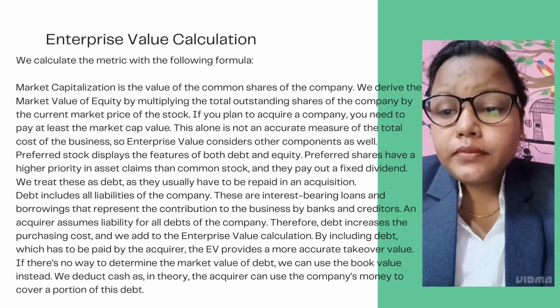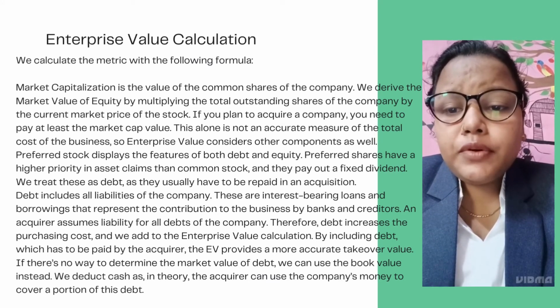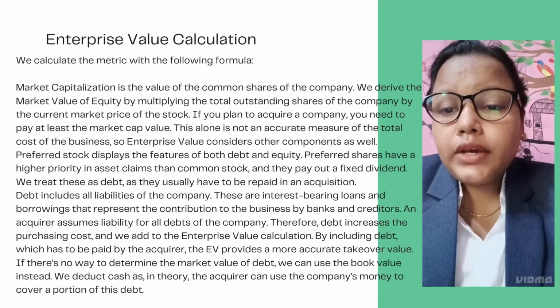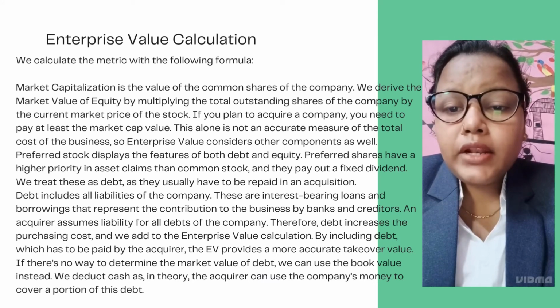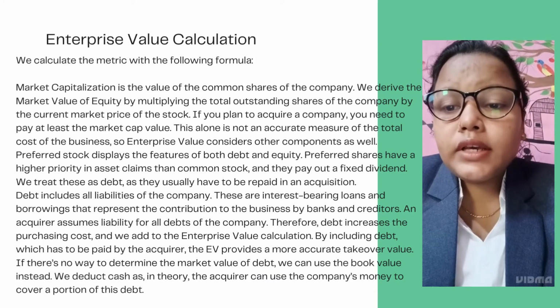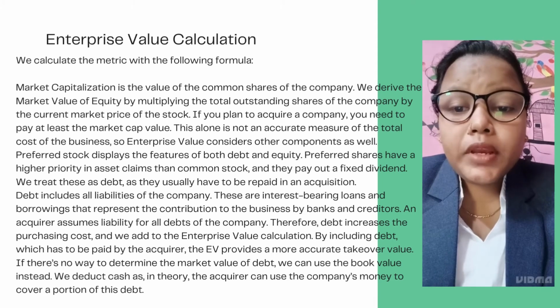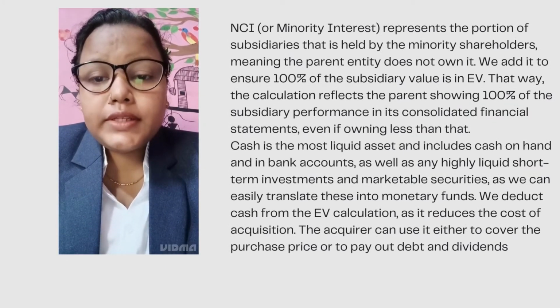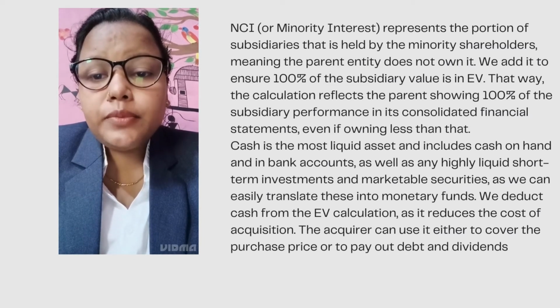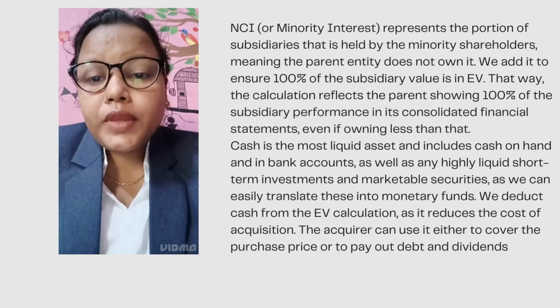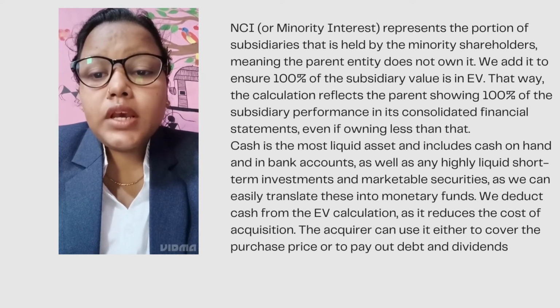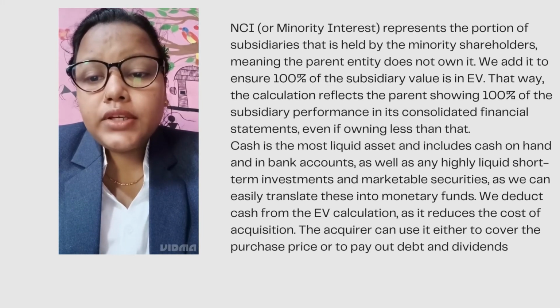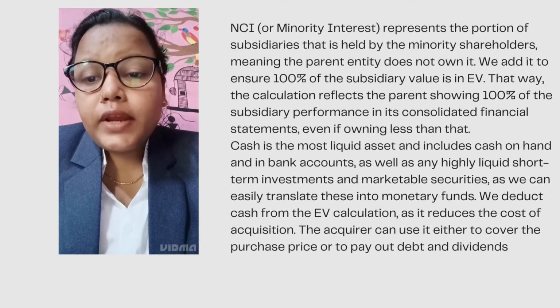By including debt which has to be paid by the acquirer, the EV provides a more accurate takeover value. If there's no way to determine the market value of debt, we can use the book value instead. We deduct cash as in theory the acquirer can use the company's money to cover a portion of this debt. NCI, or minority interest, represents the portion of subsidiaries that is held by the minority shareholders, meaning the parent entity does not own it. We add it to ensure 100% of the subsidiary value is in EV. That's why the calculation reflects the parent showing 100% of the subsidiary performance in its consolidated financial statement even if owning less than that.